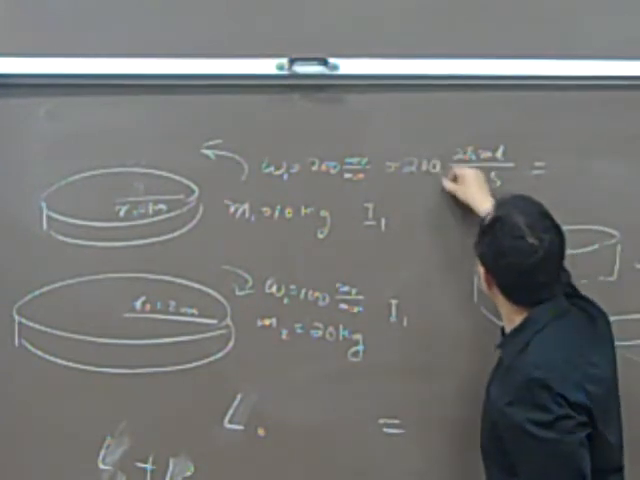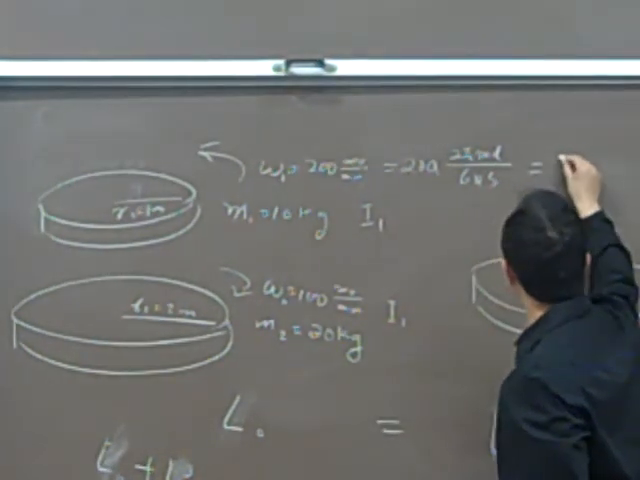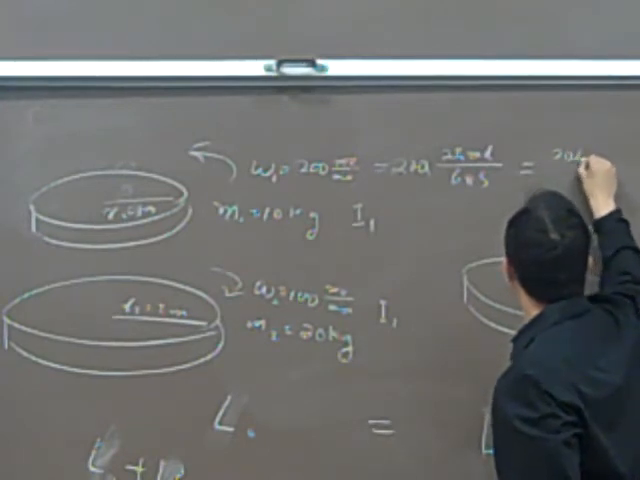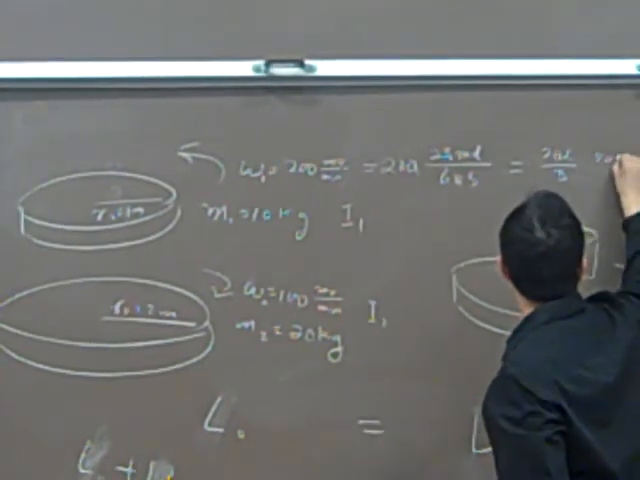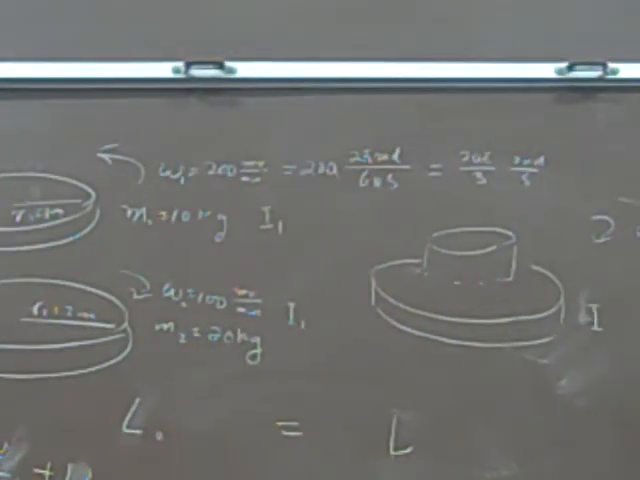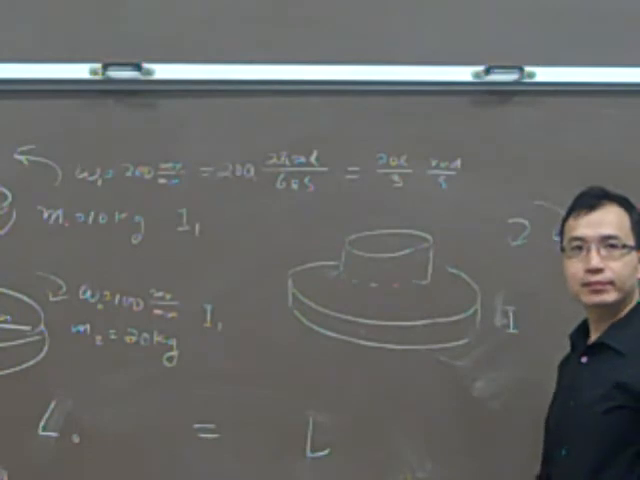So 40 pi over 6, so it's 20 pi over 3 radians per second. Is it correct? Yes. Pi is of course 3.14, so you can get a number finally.